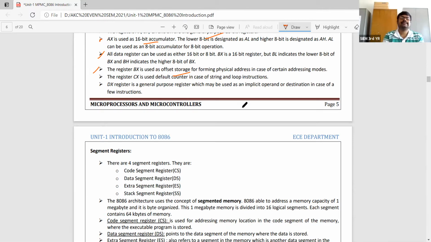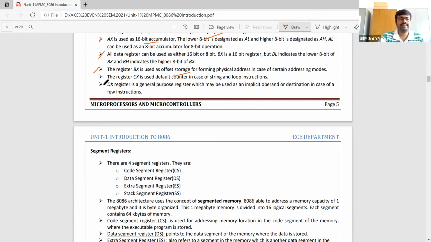Point number 4, the register CX is used as the default counter. CX will be used as a default counter in case of string and loop operations. So there is a specific task for a specific register. For the register CX, the designated task is the default counter in case of string instructions and obviously loop instructions. We use this for a specific purpose of operation.